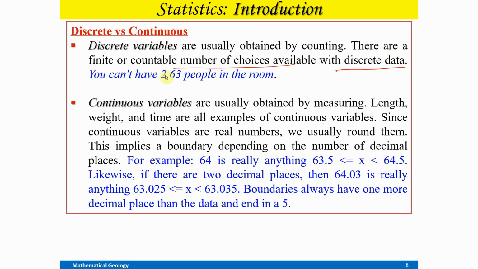Like you cannot have 2.63 people in the room. So how many people are in the room? It should be 9, 10, 15. Okay, it will be a finite number, a countable number. You cannot have 2.63 people in the room.